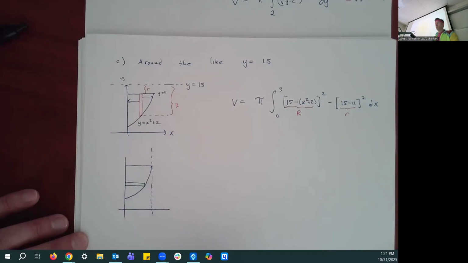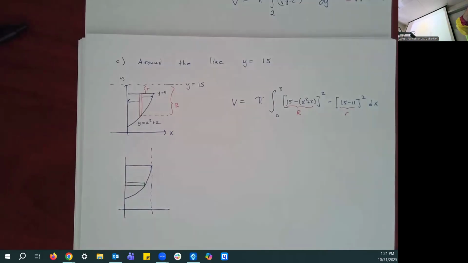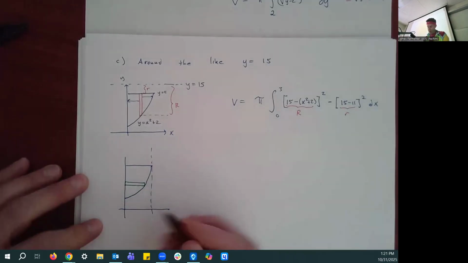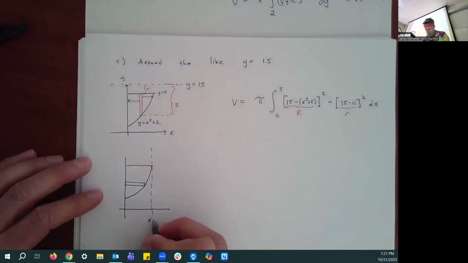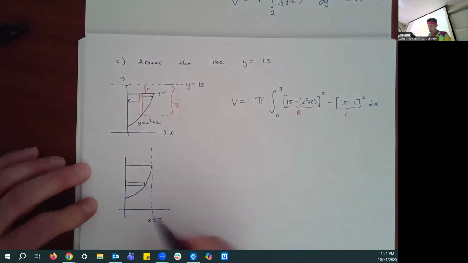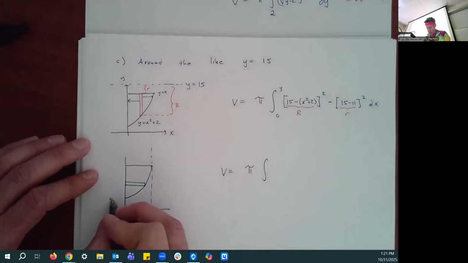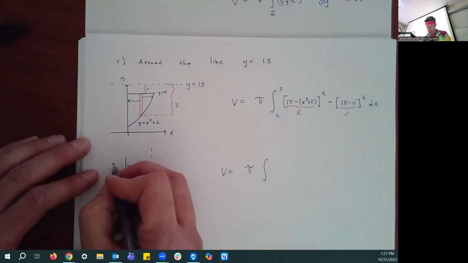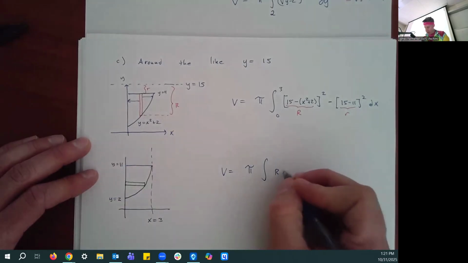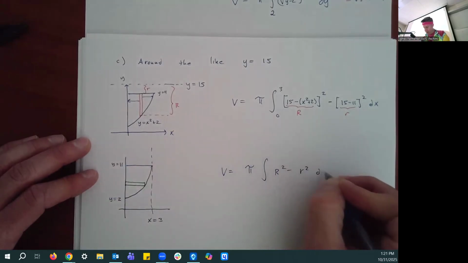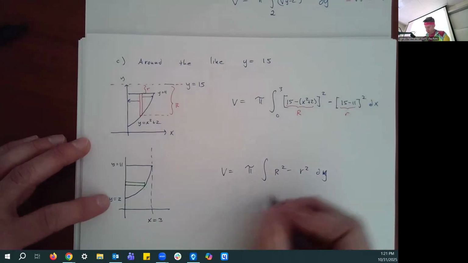What's another choice? y equals 11. y equals 11 is one of the boundaries, so it's a good candidate, as long as it's a straight line, for being an axis of rotation that's going to allow you to use the disk method. And it is. So here, we're going to have to use a dy. The volume would be pi times the integral from as low as y equals 2 to as high as y equals 11 of your outer radius squared minus your inner radius squared, dy.